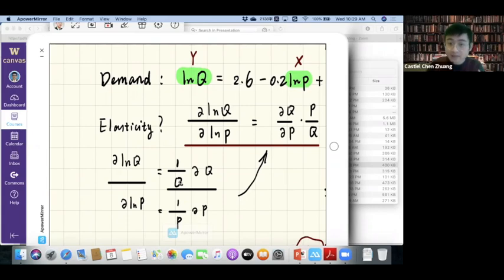And similarly, for d log p, you will get 1 over p times dp, all right? And then just divide d log q by d log p, and then you will get this 1 over q times dq over 1 over p times dp. And then this 1 over q divided by 1 over p is actually just p over q. And then you also have this dq over dp. So that's how you get this formula.